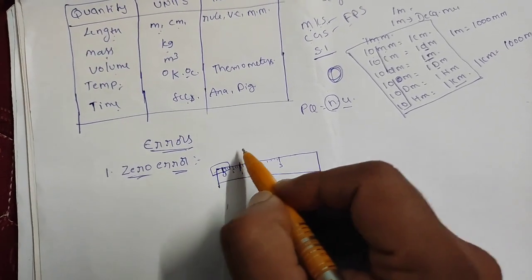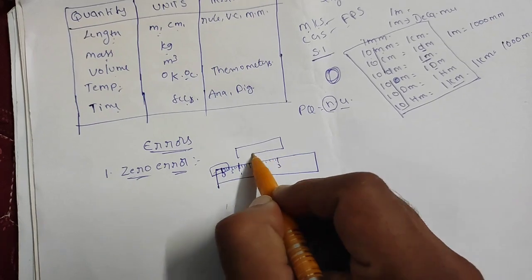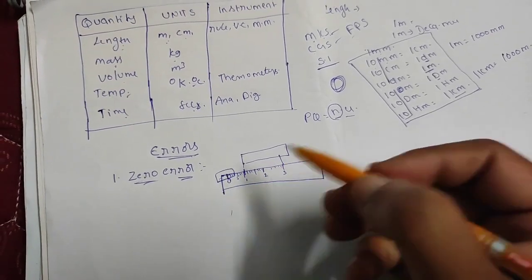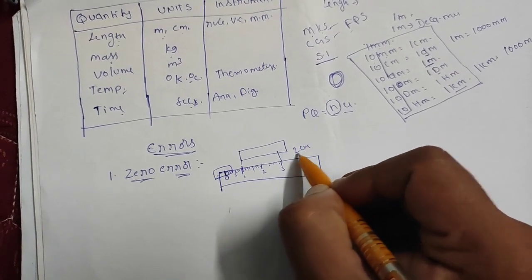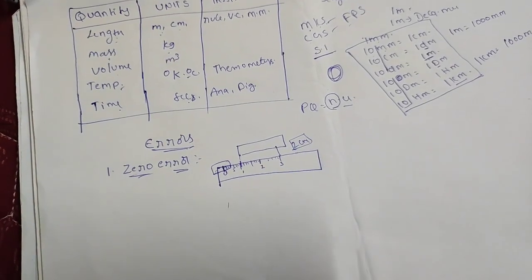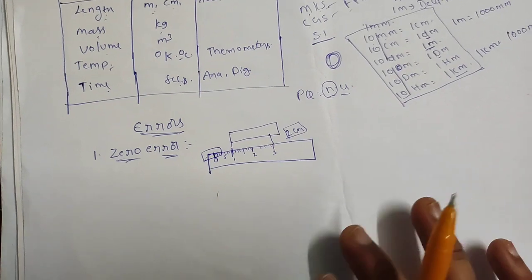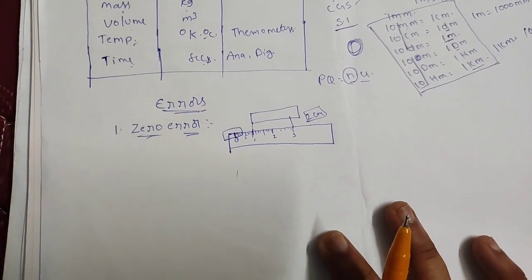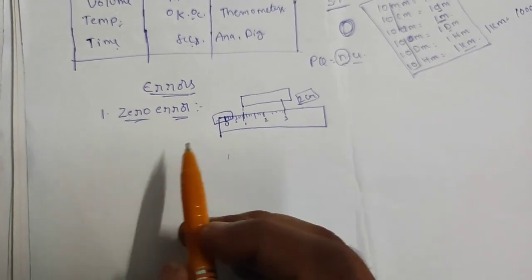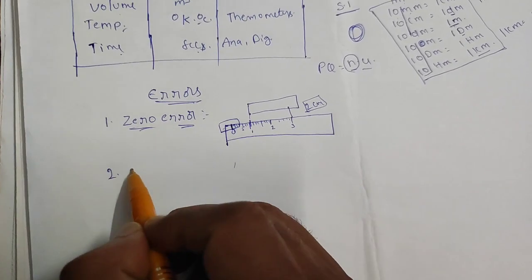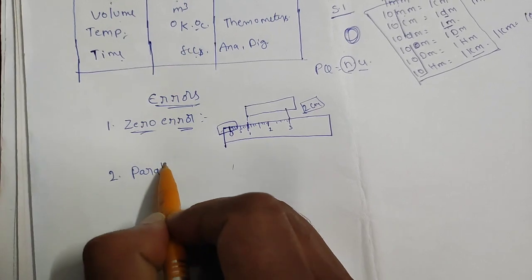If we measure any kind of length from 1 to 3, what would be the total length? From 1 to 2, 1 to 3, it will be 2 centimeters. Like that we have to account for that zero error. Zero error means in the instrument itself we are not able to fix the 0. That is what we call zero error. Okay, next, parallax error.